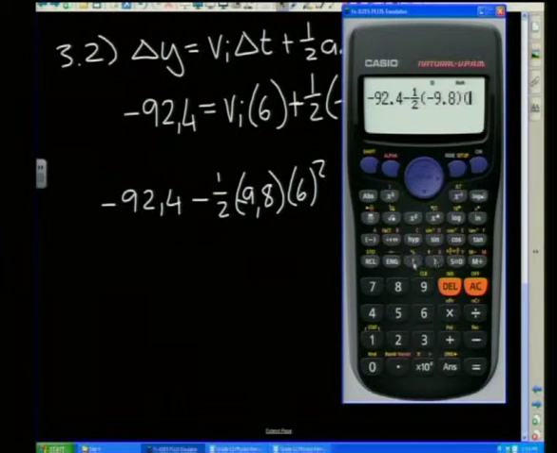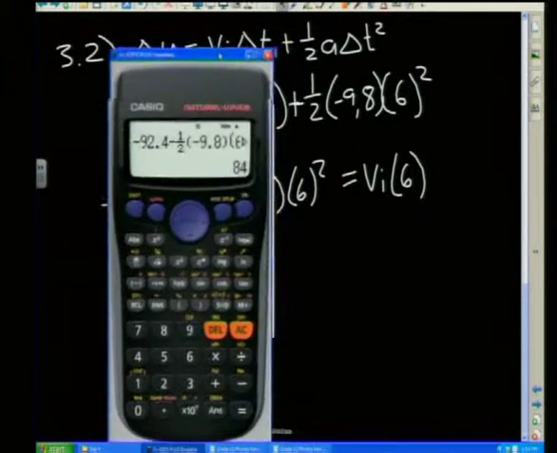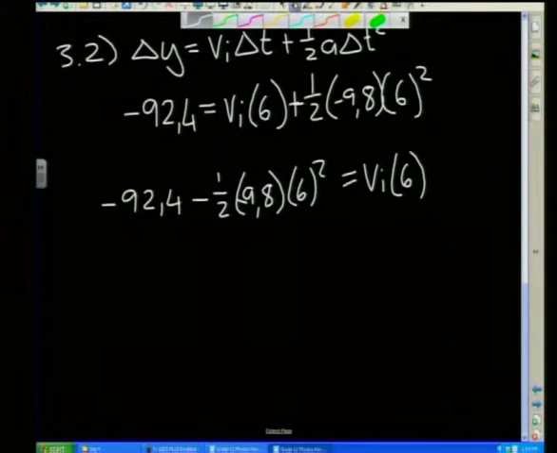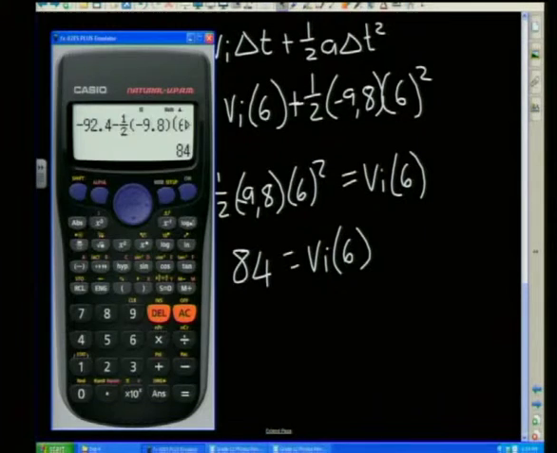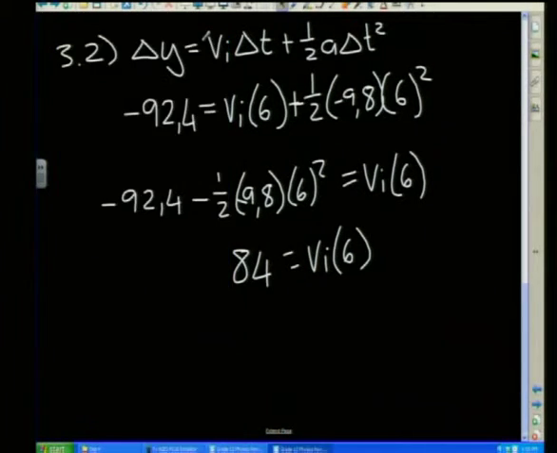And don't forget that we've got 6 squared in the next bracket, another thing that everyone forgets. And that's going to get an answer which is not quite there yet. I've got 84. That's not my final answer. So I've got 84 is equal to V_i multiplied by 6. What I still need to do is simplify that by dividing both sides by 6. And that'll get me an answer of 14.